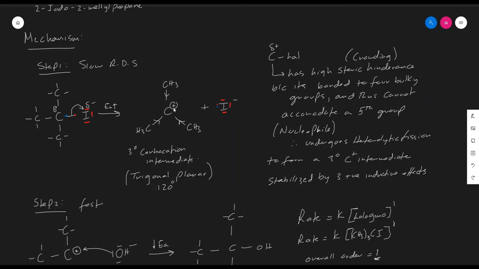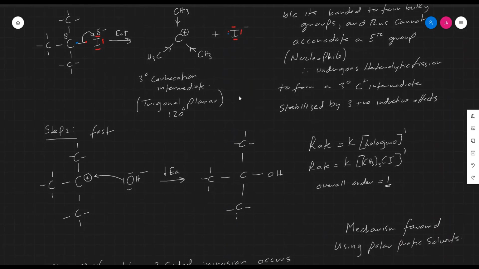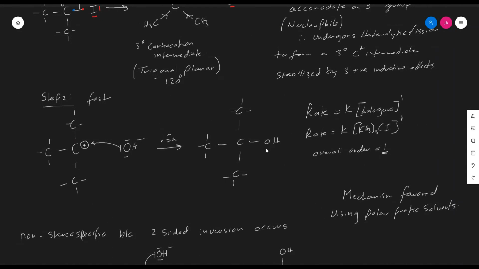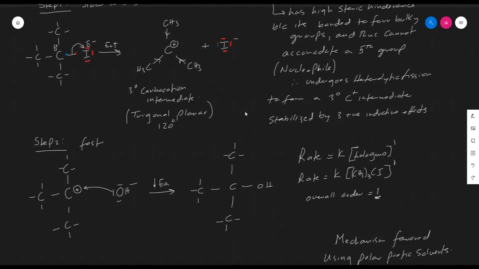which makes it easier for a nucleophile to approach this carbon with a positive charge and donate its pair of electrons in the second step, which would be the fast step, since it forms a more stable compound in which the carbon has 8 valence electrons. This step has a lower activation energy and thus would be the fast step. As you can see here, the carbon with the positive charge, the nucleophile donates its pair of electrons to form the alcohol.